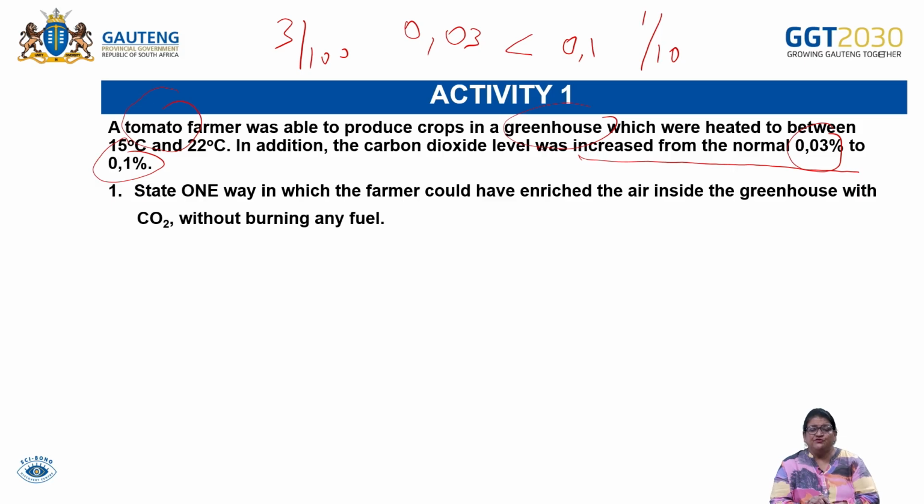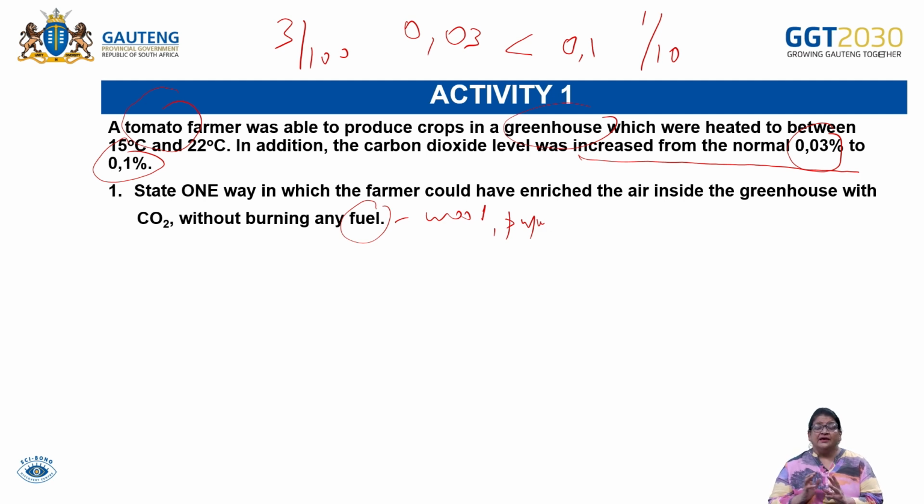Learners, do you remember what is fuel? What is the fuel here? It's not petrol. When we talk about fuel, we talk about wood, paper, anything that you can burn, that is responsible for combustion. And what does burning do? It releases heat, fire, and CO2 as an invisible gas. So now we're saying, what method can the farmer use instead of making a fire and putting the greenhouse at risk? What can he do to increase the CO2 concentration within the greenhouse to increase the photosynthetic rate?